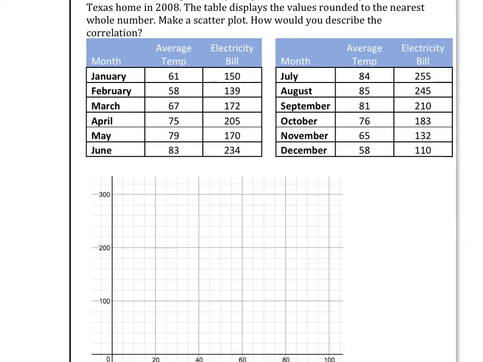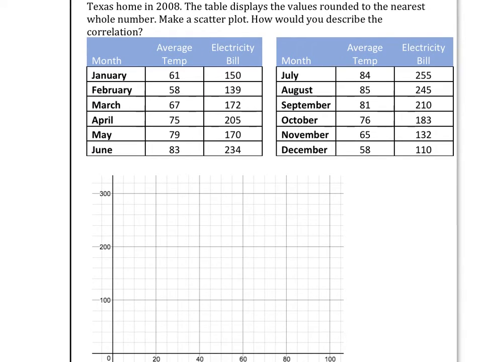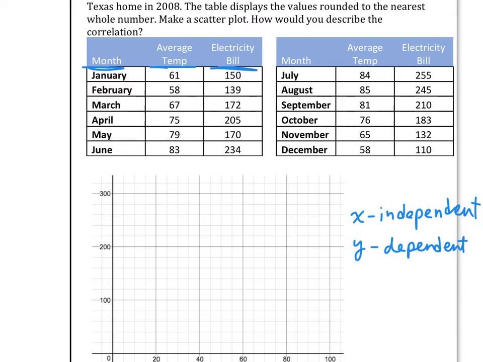So if you look at the data as it is right now, there are 3 columns. One is the month, the second one is average temp, and the third one is electricity bill. So then you ask yourself, which one is X and which one is Y? Remember, X means independent variable. Independent means it does not depend on something else. And Y means dependent variable. Dependent means that it does depend on X.